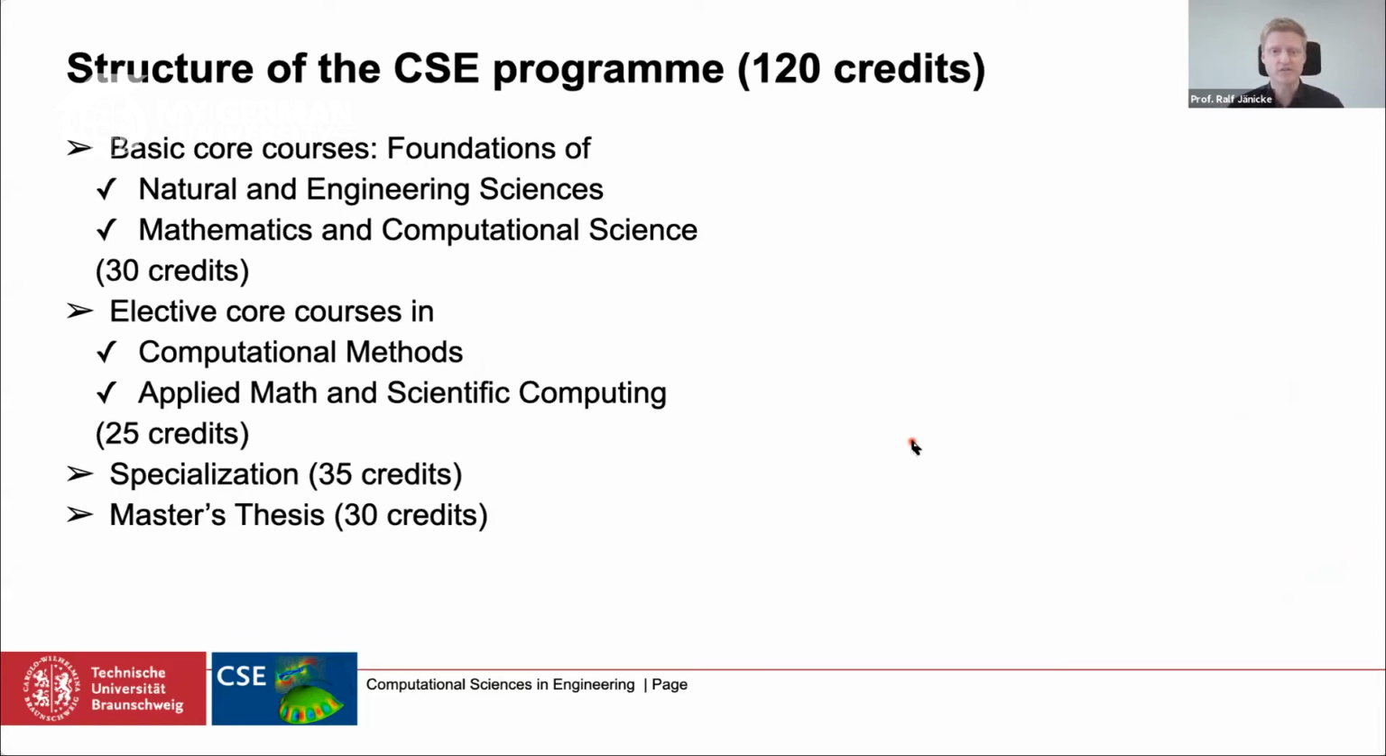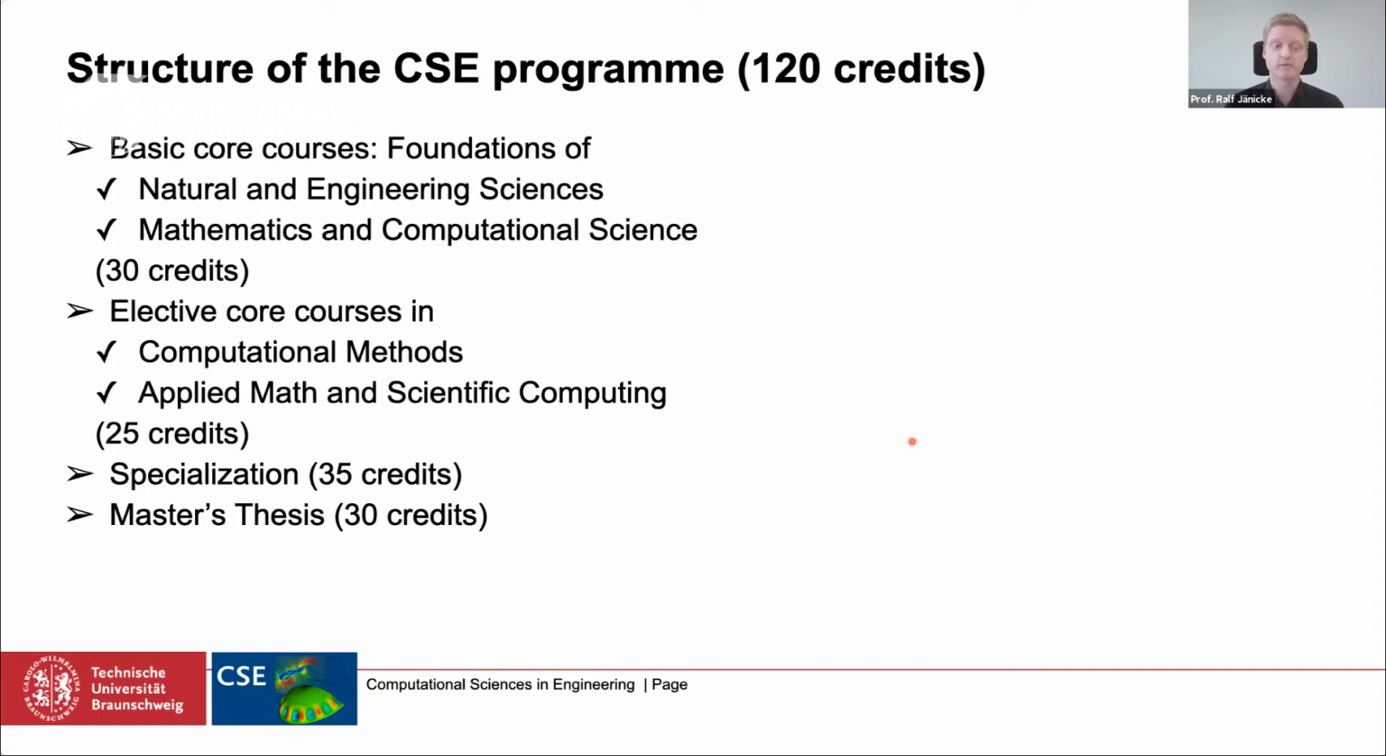Yeah, the structure of the CSE program, in short: altogether 120 credits have to be achieved, which is split into 4 main blocks. The first is the basic core courses, where there's not so much freedom to select as later on, of course. It's about the foundations of natural and engineering sciences and mathematics and computational sciences, altogether worth 30 credits.